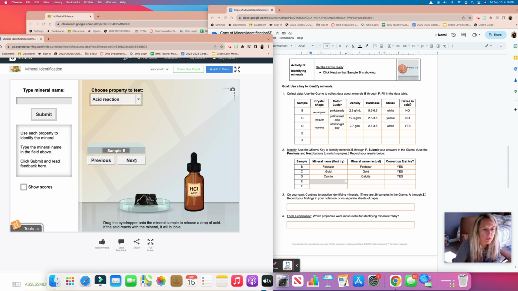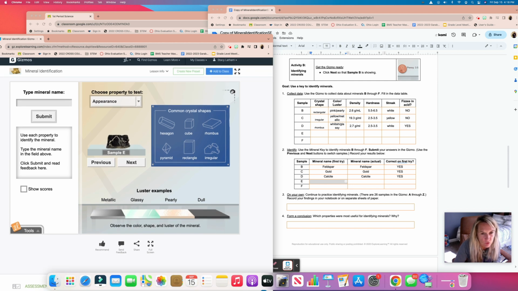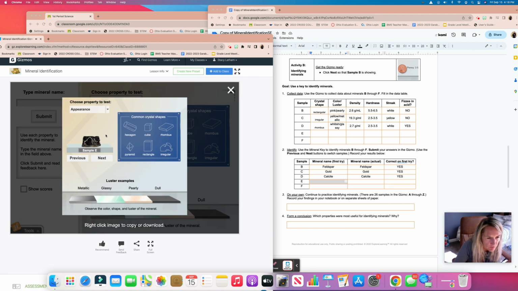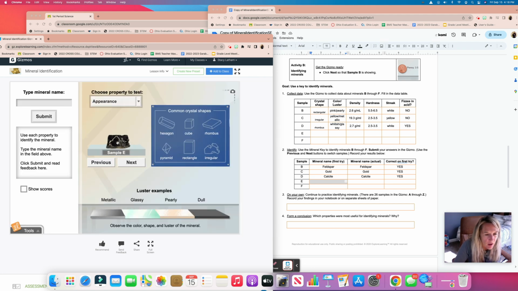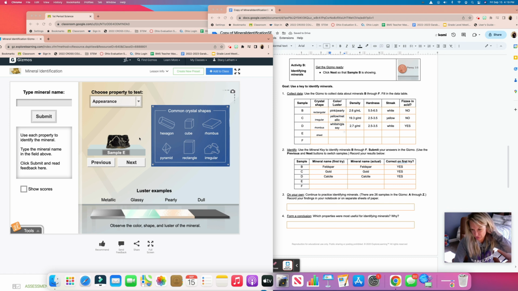So mineral sample E. Here we go. Start with appearance. This one is really tough to tell, and unless you zoom in, it's kind of difficult to see it. So what I would say is this one is a sheet-like crystal shape because it actually breaks off in sheets. That isn't one of the options, unfortunately, but it's one of the very few that actually break off in sheets.